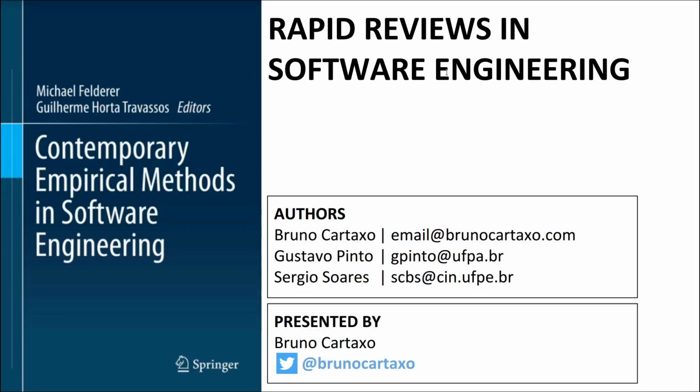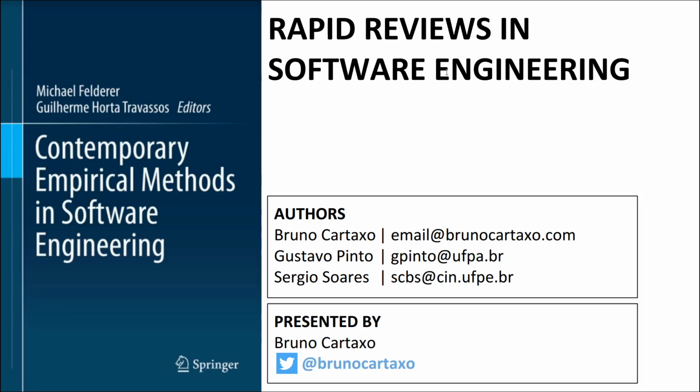I'm here to present you our chapter about rapid reviews in software engineering. It's from the book Contemporary Empirical Methods in Software Engineering, edited by Michael Felderer and Guilherme Travassos. The chapter is also authored by Gustavo Pinto and Sérgio Soares.